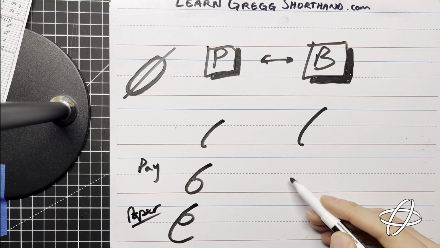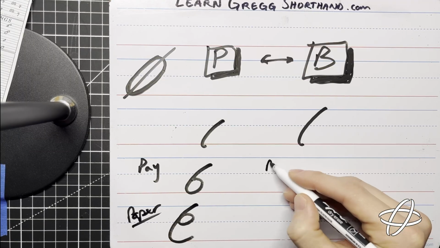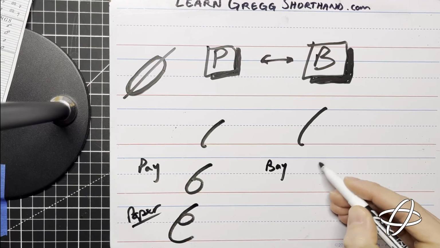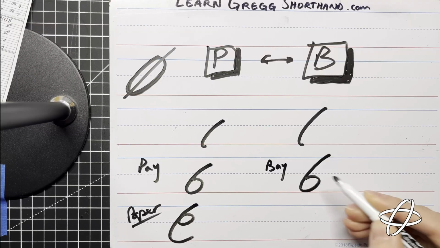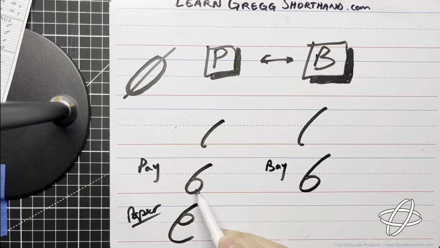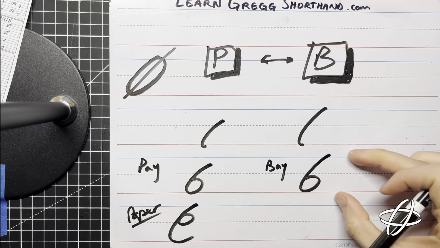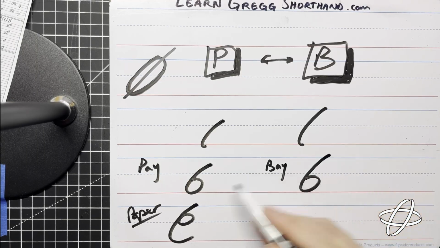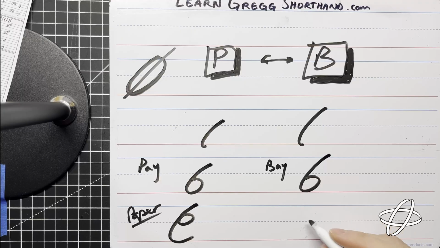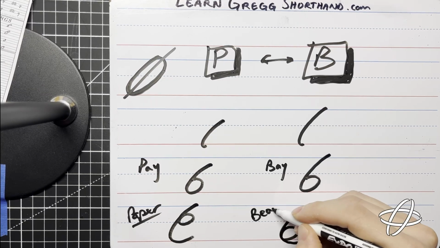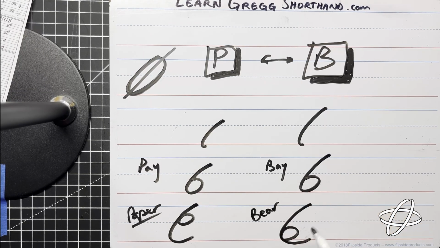So let's do B. So pay, an example would be bay, which would look something like that. So again, it looks very similar to the pay, but because the B sound occupies more of the vertical writing space, that's how you might tell them apart. So let's do another example, bear. So B-A-R, bear. Okay. So that's how that works.